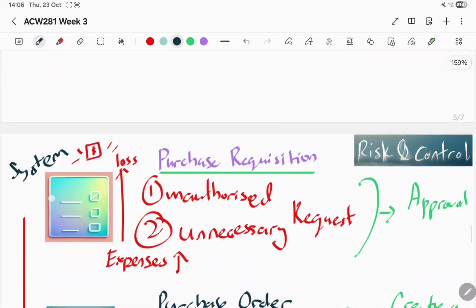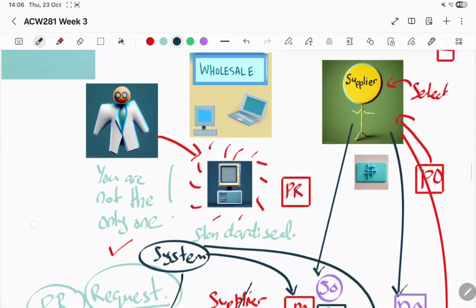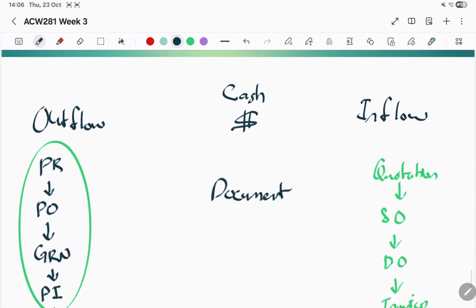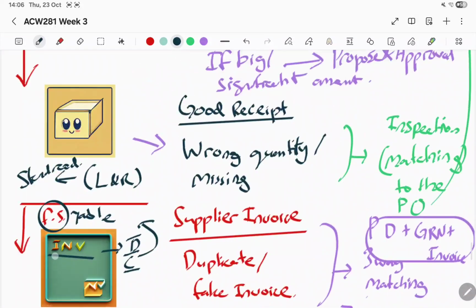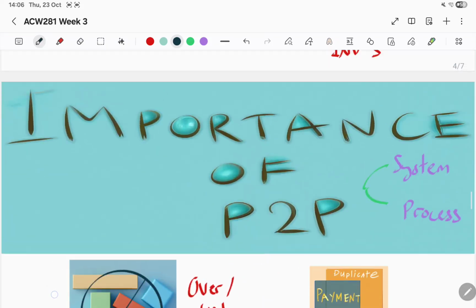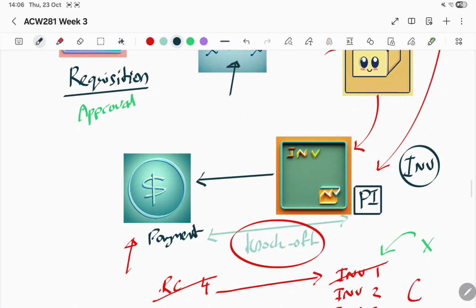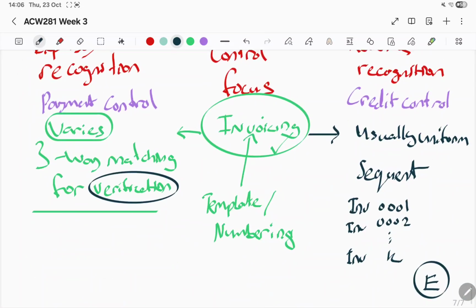So here basically I'm just telling you the story on the procure to payment, alright, and the embedded risk and control, and then why certain steps are there, alright, like for example the knock off. Alright, see you all next week, tutorial time, alright, as usual.